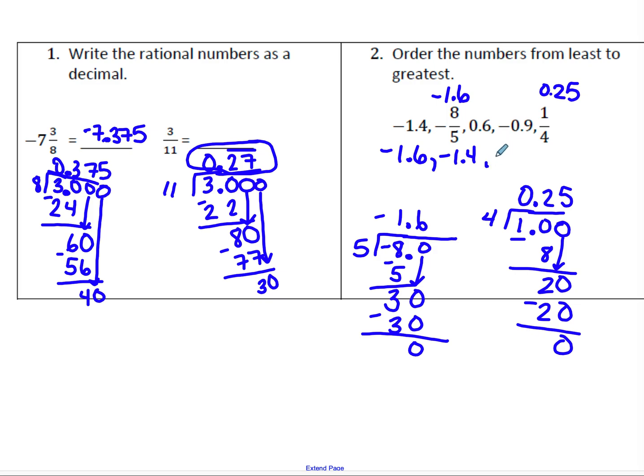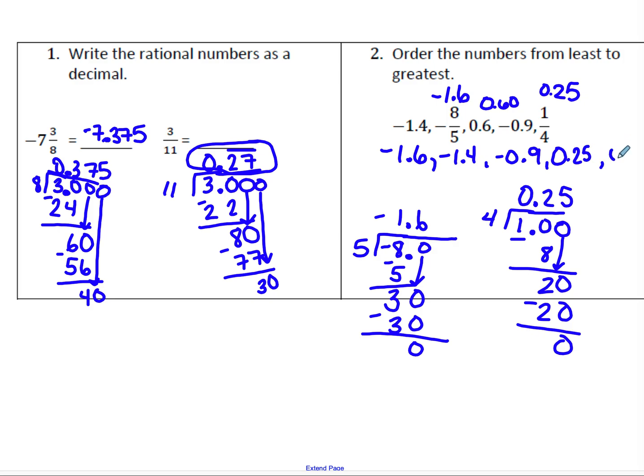Then I have -9/10. Now I have to compare my positive numbers. You don't want to think about this as 25 and 6. You want to compare the place values. So the zeros and the ones are the same. So then we look at the tenths. This is 6/10, and this is 2/10. 2/10 is smaller than 6/10. If it helps you, you can rewrite that 6/10 to have the same amount of decimal places. That would be like 60 hundredths. 60 hundredths is more than 25 hundredths. So 25 hundredths is next.